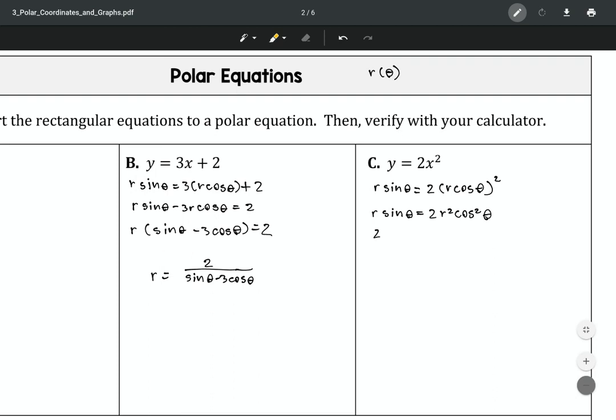I'm going to put the r sine. I'm actually going to choose to subtract the r sine to the other side. All right, so I'm actually going to write this one here. I'm going to set that equal to 0. And then now, similar to how I did that other one, I'm going to factor out an r.